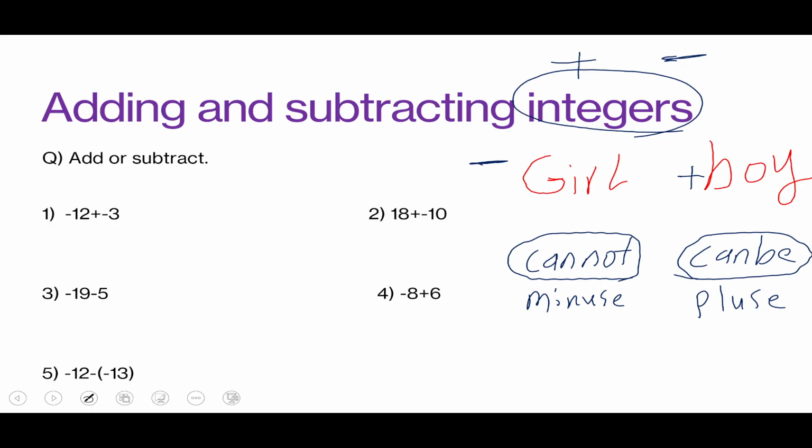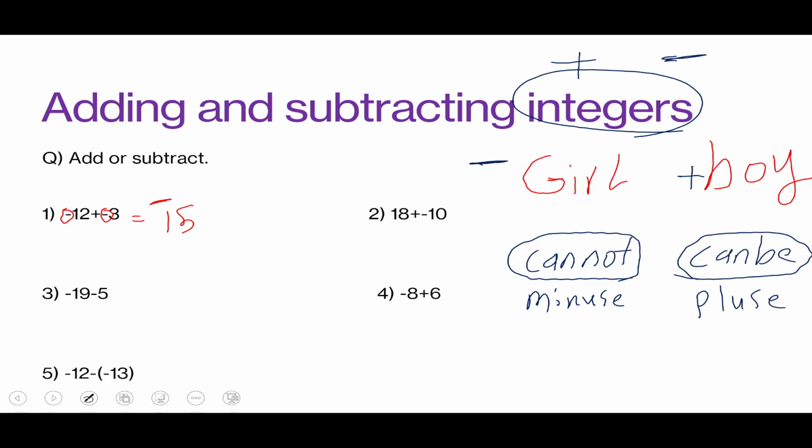I'll explain here in example 1. Let's say we have negative 12 plus negative 3. We have negative and negative. The girls are negative. So can the two girls be friends? Yes. Whenever they can be friends, we need to plus it. So 12 plus 3 is going to be 15. And what are the signs? Negative. So put the negative. Okay, let's say question 3. We have negative 19 minus 5.